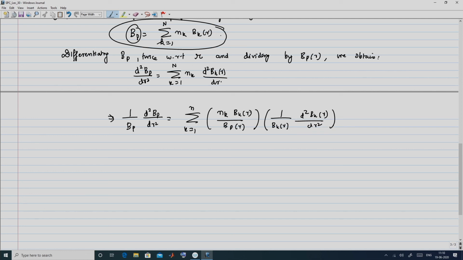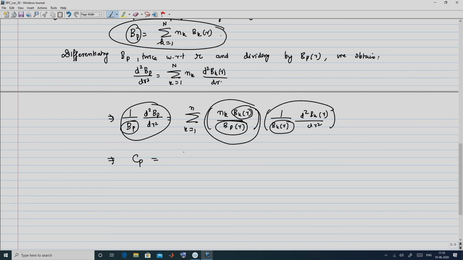So, basically we are just dividing both sides by B p and then multiplying and dividing both sides by B k of r, so that I can recover the weights. So, this implies that this term here on the left hand side by definition is the convexity of the portfolio, and this term here is the convexity of the kth asset, and this, as before, this term is the weight. So, this is going to be W k C k, the summation of this k is equal to 1 to capital N.